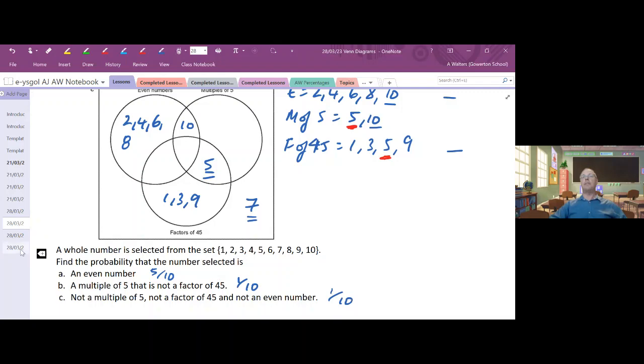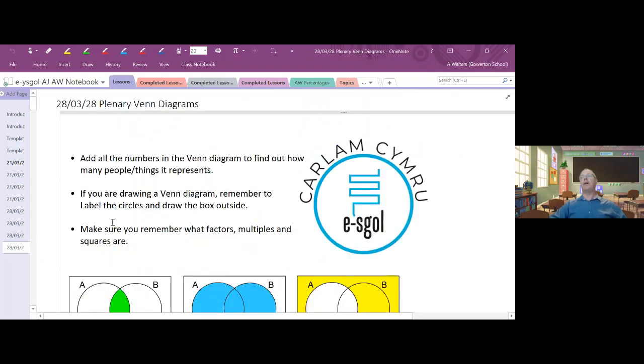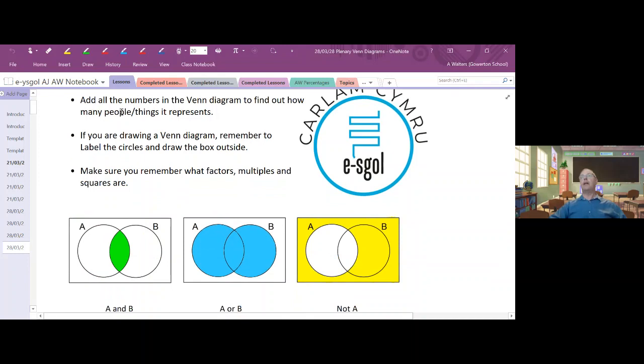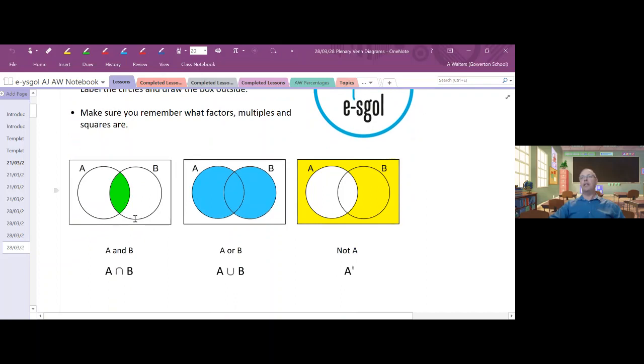But in summary, a couple of things for you to remember. Add all the numbers in the Venn diagram to find out how many people and things it represents, so you've got to total everything up. If you're drawing a Venn diagram, remember to label the circles and draw the box outside. So these might be factors of 15 or multiples of 10. Make sure that you remember what factors, multiples and squares are, because they often come up in the exams. I gave you these at the beginning: that's the intersection, that's the union, and this is the complement of A, everything outside of A.